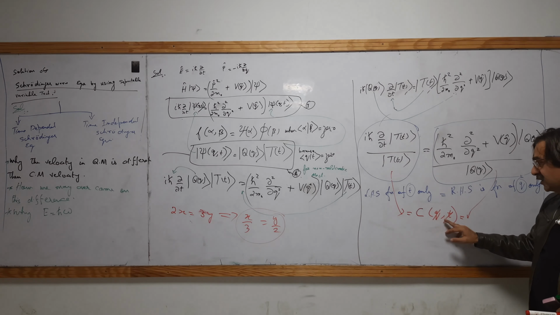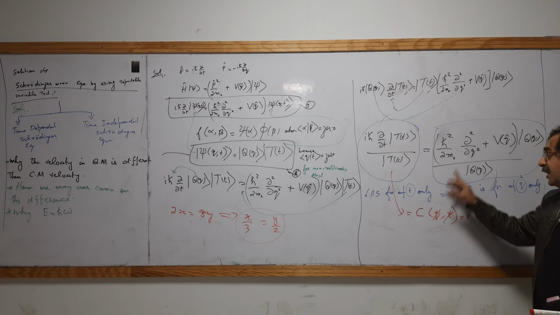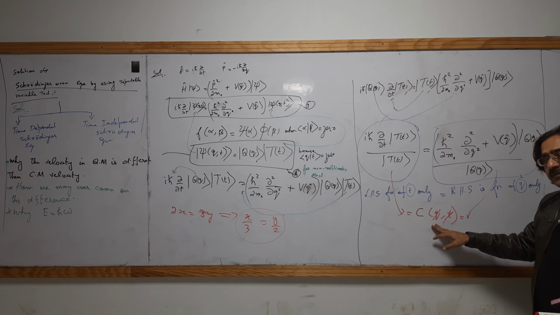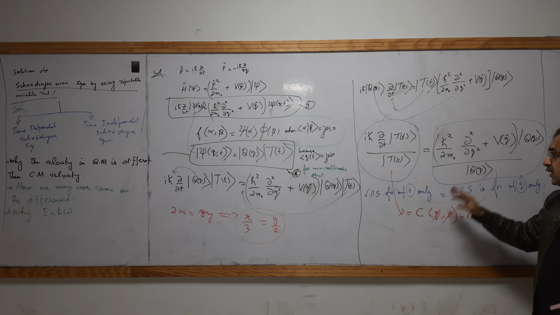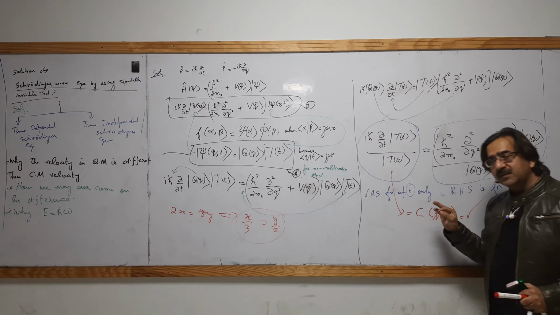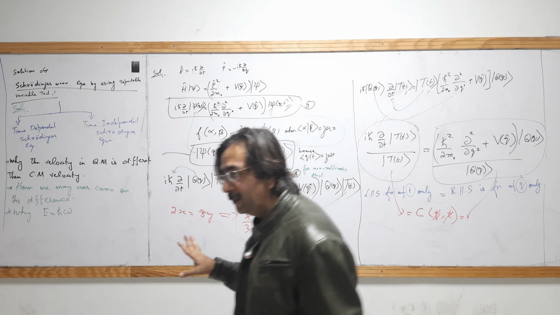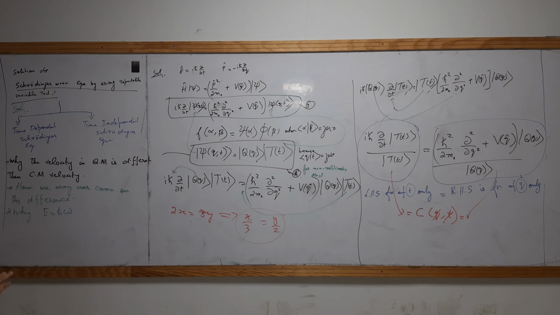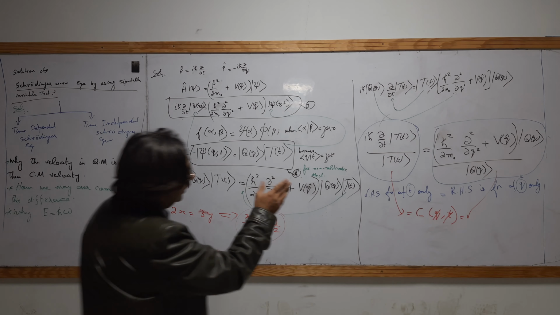From here we get a constant which must be independent of t, and from here we get a constant which must be constant with respect to t. So this will be constant with respect to both position as well as time. Okay, so both are equal to c.